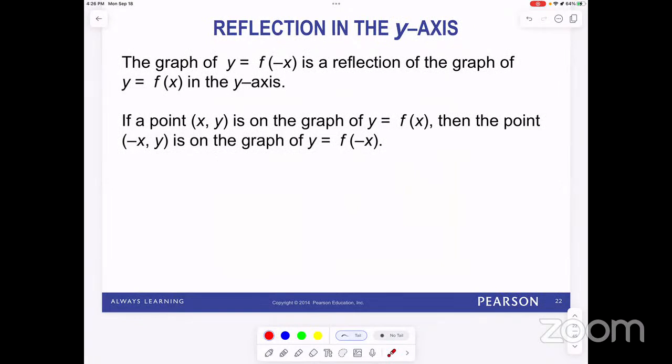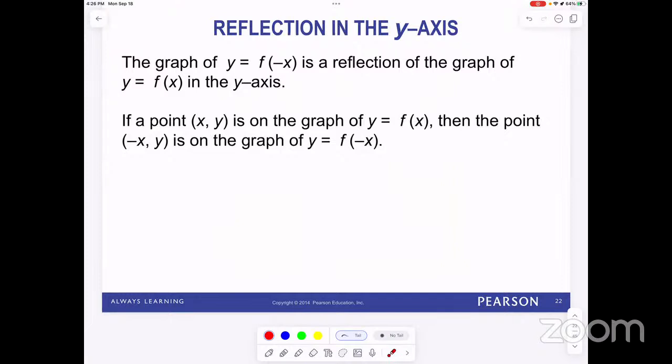What do you think happens when you multiply the inside by a negative, right? So the graph of y equals f of negative x is a reflection of the graph of y equals f of x in the y-axis. So in other words, we're flipping horizontally over the y-axis. If a point x comma y is on the graph of y equals f of x, then the point negative x comma y is on the graph of y equals f of negative x.